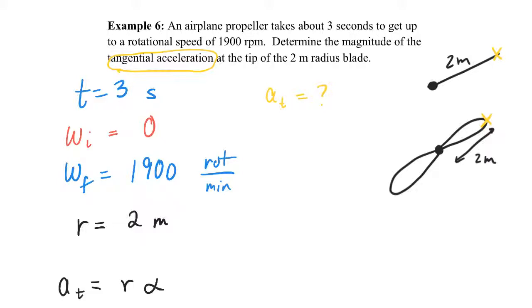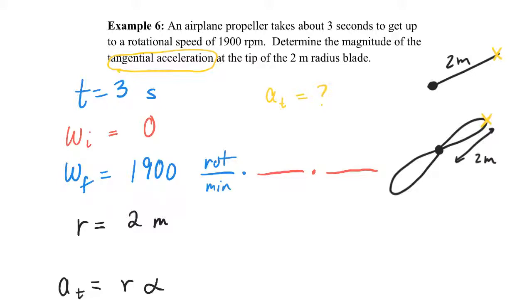Units. Good. Units are not in seconds. So this is rotations per minute, and we need to change it. So let's multiply by a conversion factor or two here. Take a look at where I'm putting my conversion factors. This is 1900 rotations per 1 minute, but I want it always in radians per second.